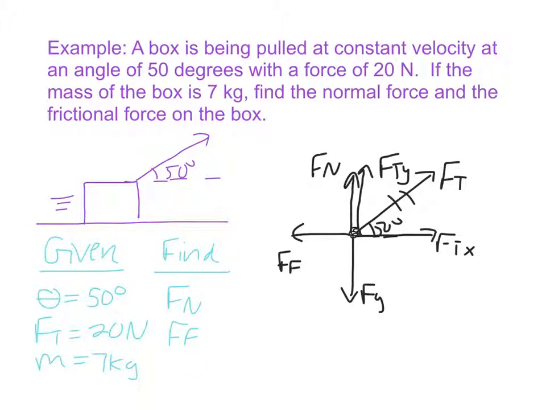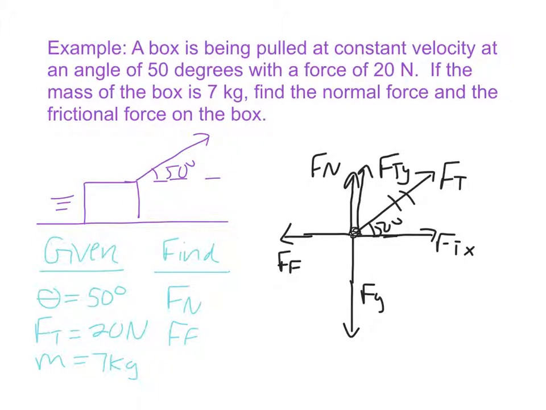And since it's moving at constant velocity, I need to make my bottom force longer to show that top equals bottom, and then I'm going to make my frictional force also longer to show that left equals right. Okay, so my force diagram is balanced. We're looking for the normal force and the frictional force. Just by looking at the diagram and knowing Newton's first law, constant speed, balanced forces, frictional force will equal the x component of my tension force.